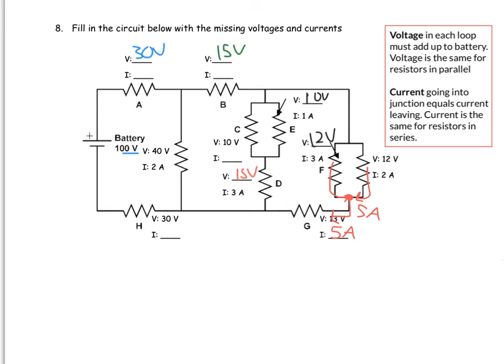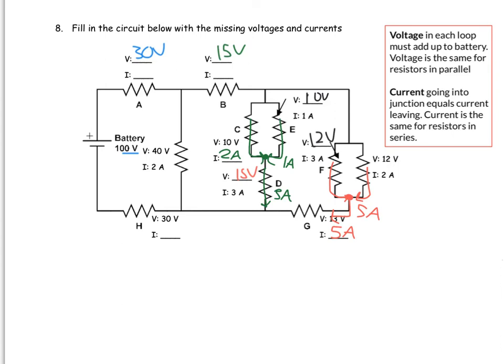The next thing I'm going to think about is this junction right here. And for that junction, I'm thinking about the fact that the current from E, which is 1 amp, is going to come together with the current from C to form 3 amps going through D, which means that there must be 2 amps going through C, so that that 2 amps and the 1 amp can combine to make 3 amps.